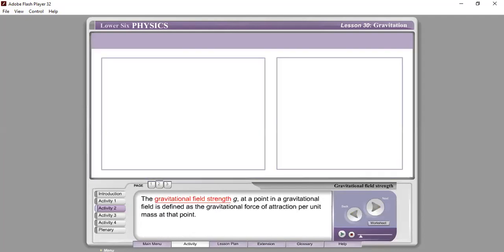Summary. The gravitational field strength G at a point in a gravitational field is defined as the gravitational force of attraction per unit mass at that point. G equals gravitational force over mass, which equals F over m. The unit for G is Newton per kilogram, which equals meter per second square. So now G is the gravitational force per mass, right? Where we learned before gravitational force F equals mg. Correct? So G equals F over m. Actually, we learned this in the Form 4 syllabus before.